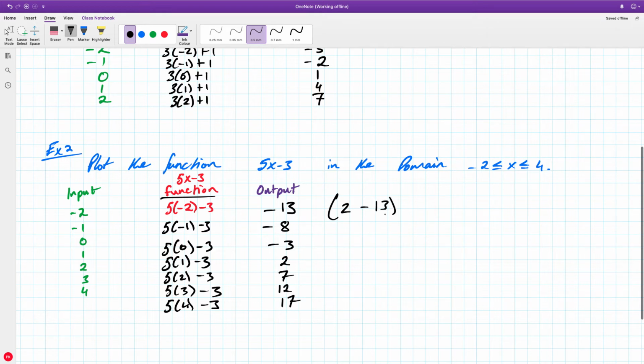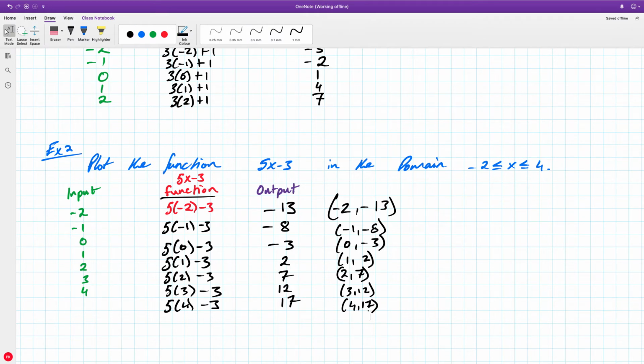Minus 2, minus 13. Minus 1, minus 8. 0, minus 3. 1 and 2. 2 and 7. And 3 and 12. And it's 4 and 17. Right, so that is the long way to do it.